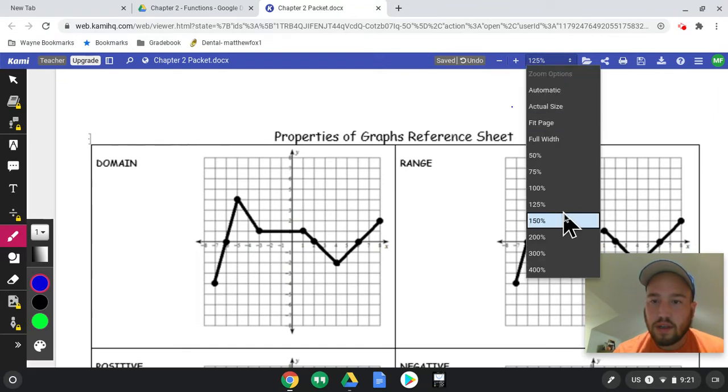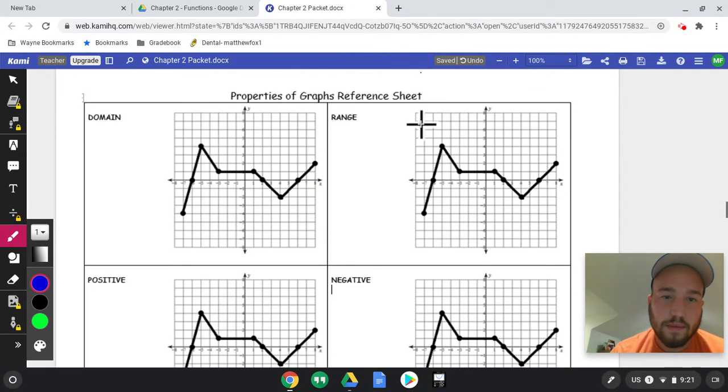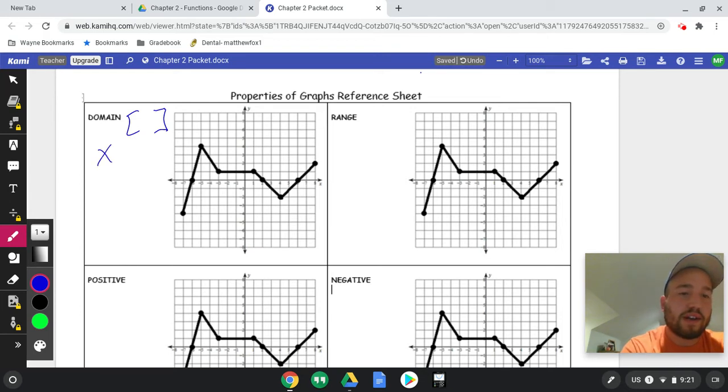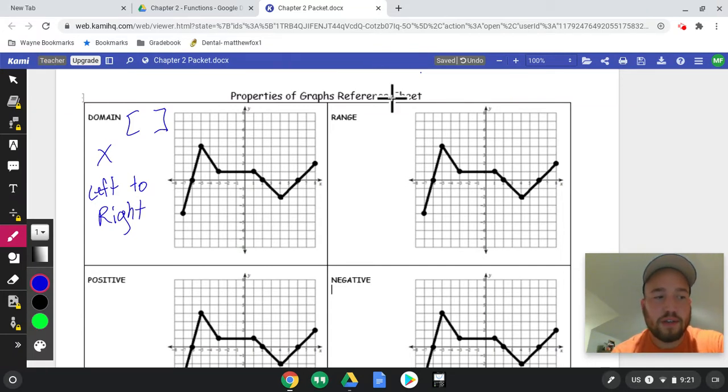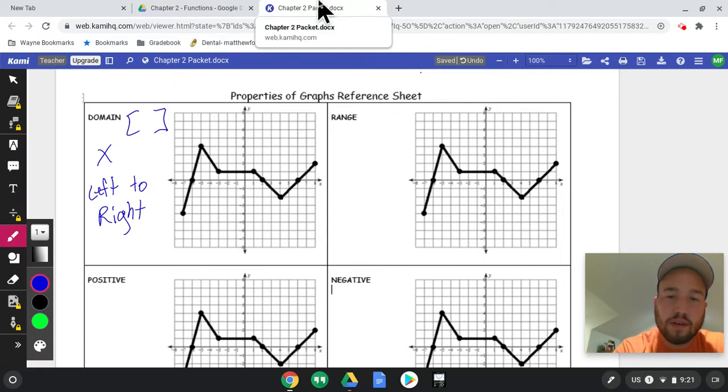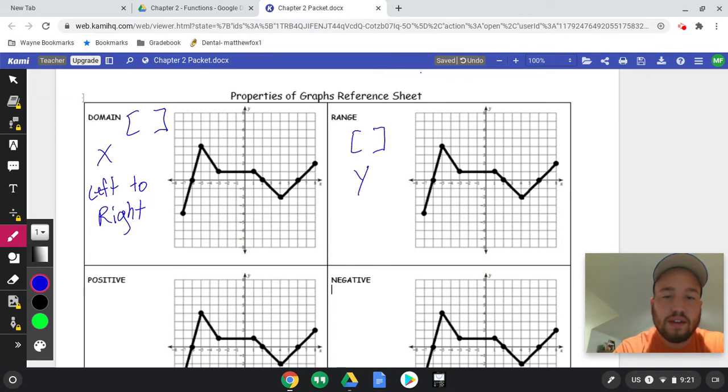All right, and now if we look here, yesterday we talked about some properties. Remember, our domain is always going to be brackets, because it always includes those endpoints. Domain refers to our x, and another way to think about it is what's the farthest left to the farthest right. Now for range, similar concept, and once again, always brackets, it's our y, except instead it's from low to high.